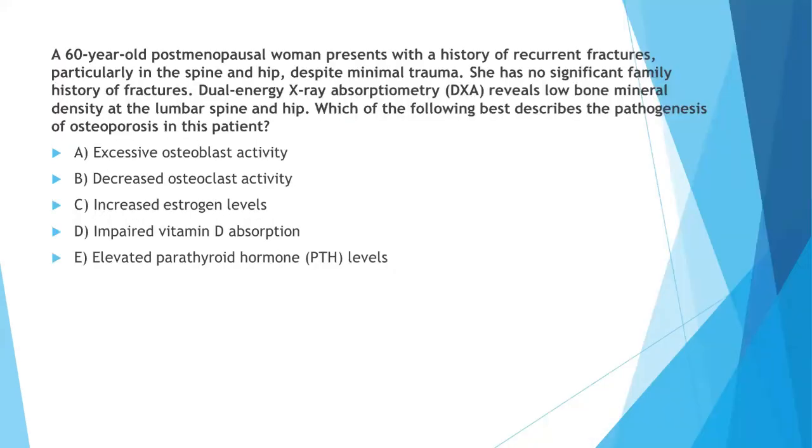A 60-year-old postmenopausal woman presents with a history of recurrent fractures, particularly in the spine and hip. Despite minimal trauma, she also has a significant family history of fractures. Dual-energy X-ray absorptiometry (DEXA) reveals low bone mineral density at the lumbar spine and hip. Which of the following best describes the pathogenesis of osteoporosis in this patient? Excessive osteoblast activity, decreased osteoclast activity, increased estrogen levels, impaired vitamin D absorption, elevated PTH levels.